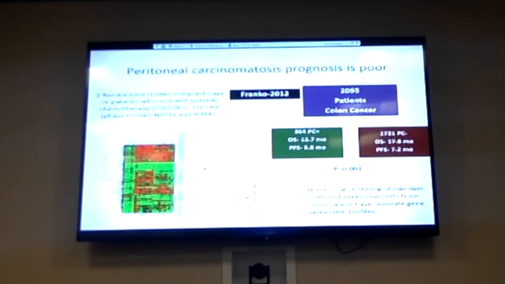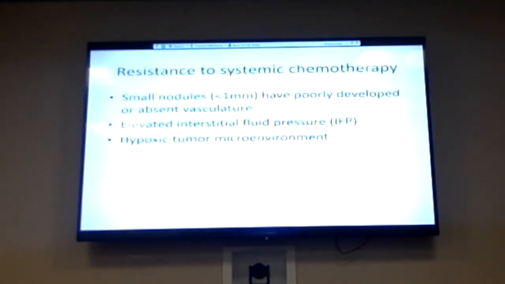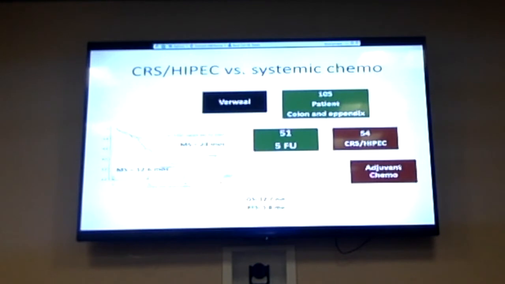And also, what's really interesting is that peritoneal disease is different. Essentially the molecular and genetic profiles of these tumors tend to be different than what you would see in, for example, hepatic metastases. Why is there a resistance to systemic chemotherapy? Well, these peritoneal nodules tend to be small and are generally poorly perfused. They have elevated interstitial fluid pressure, and they're a hypoxic tumor environment.